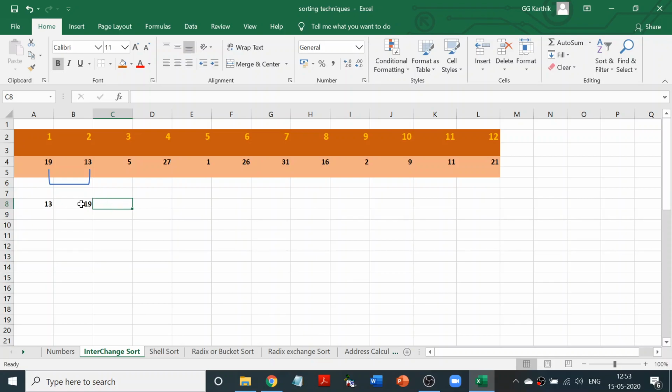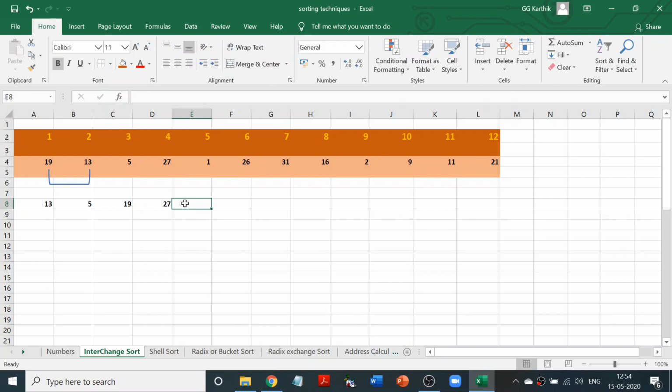Next we compare position number 2 and position number 3. Position number 2 has 19 and position number 3 has 5. We compare 19 and 5. 5 is the smaller number, so 5 and then comes 19. Then position number 3 and 4. Position 3 is 19, position number 4 is 27. 19 and 27 I have to compare. 19 is the smaller number, 27 is the bigger number.